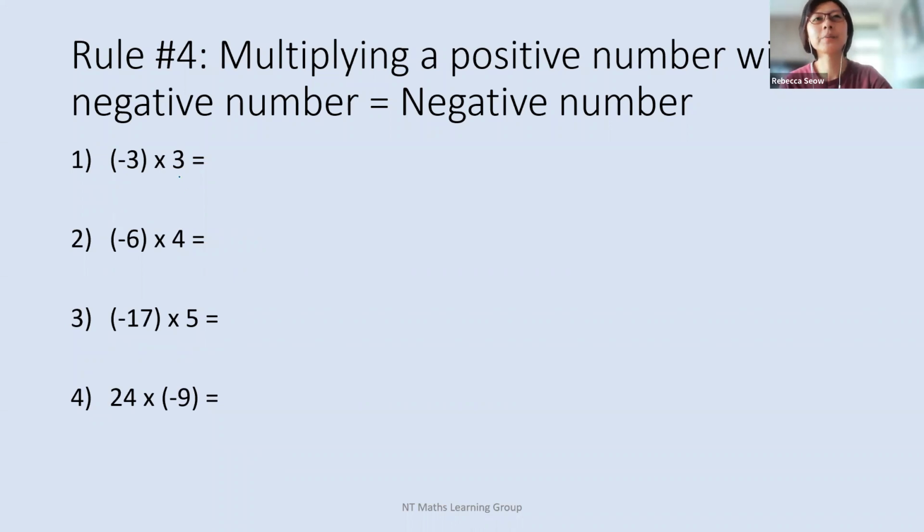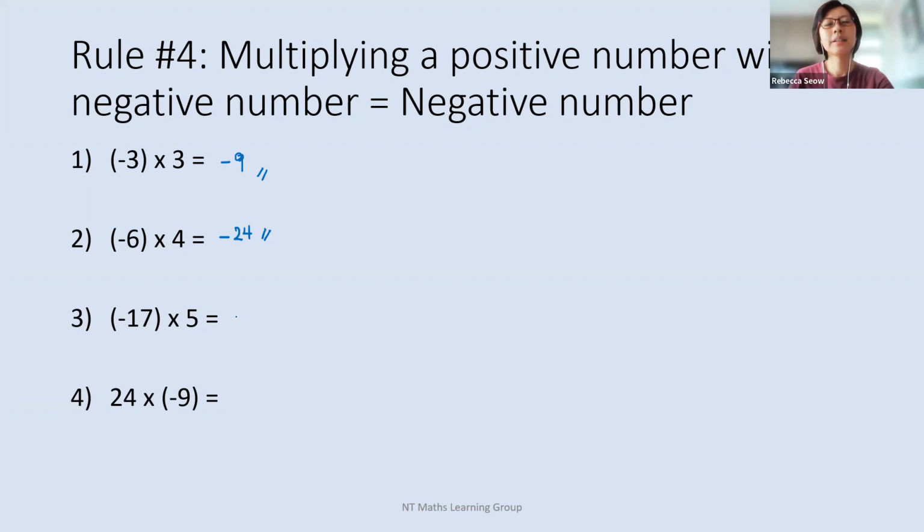All right, so negative 3 times 3. So remember to put down the negative sign first. And what we are left with next is 3 times 3. So this gives us 9. Next one, negative 6 times 4. So a negative number multiplied by a positive number ends up with a minus sign in front. Then we take 6 times 4, 24.